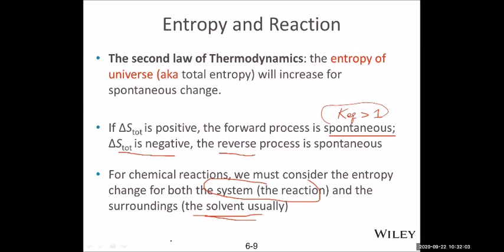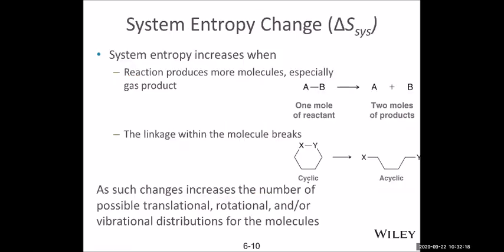But this surrounding entropy change is oftentimes very difficult to assess. The system entropy change, many times we can easily predict. So we still focus on the system entropy change. And so these are some situations very common in organic chemistry, the entropy change of a system between the reactant and the product.